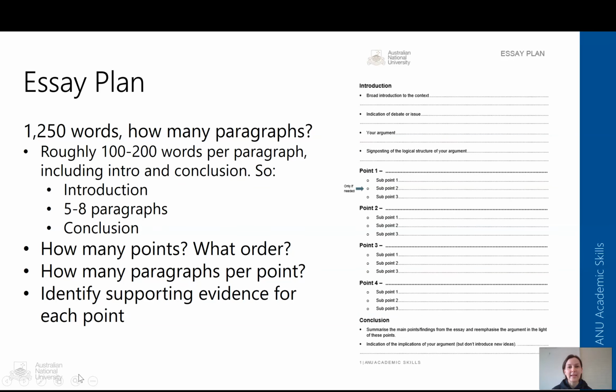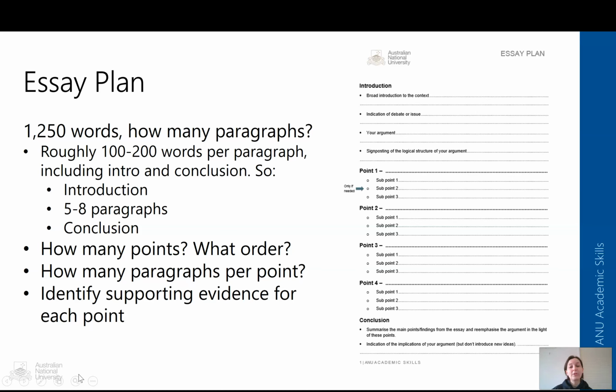Think about creating an essay plan. For an essay of 1,250 words, it's useful to think about each paragraph as containing 100 to 200 words. Using that, you can then think about having an introduction of between 100 to 200 words, and then roughly anywhere between 5 to 8 paragraphs. That could be based on how many different ideas you want to develop, and a conclusion of the same size. So think about how many points or ideas you have.